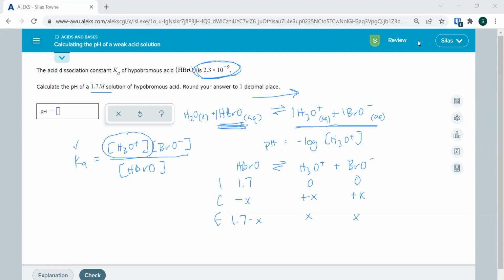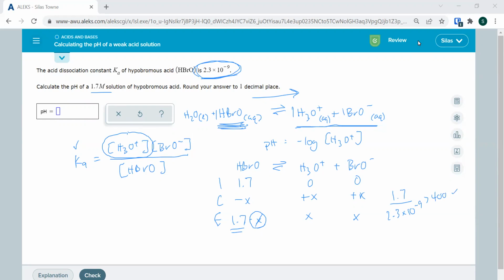Now, before I do that, what we're going to see in this class is that with these tiny Kas we can make the X is small approximation. X is going to be so small that it will not influence the magnitude of this, because the order of magnitude is so much smaller. We can check it. If we put the 1.7 over 2.3 times 10 to the minus 9th, that needs to be greater than 400. And it is, it's way larger than 400. So we're good to go. So now let's plug them in.